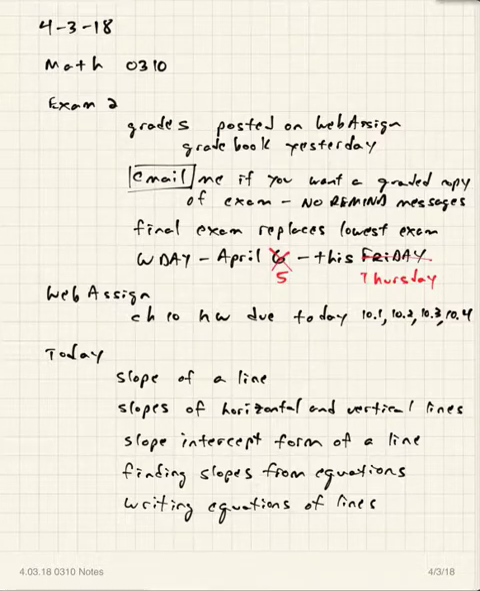Today, we started talking about equations of lines last time. We started talking about graphing in the plane. And so today our emphasis is going to be everything having to do with slope of a line. So we're going to talk about the slope again. We did a little bit with that at the end of lecture last time. We're going to look at slopes of horizontal and vertical lines, the slope-intercept form of a line, finding slopes from equations, and writing equations of lines.